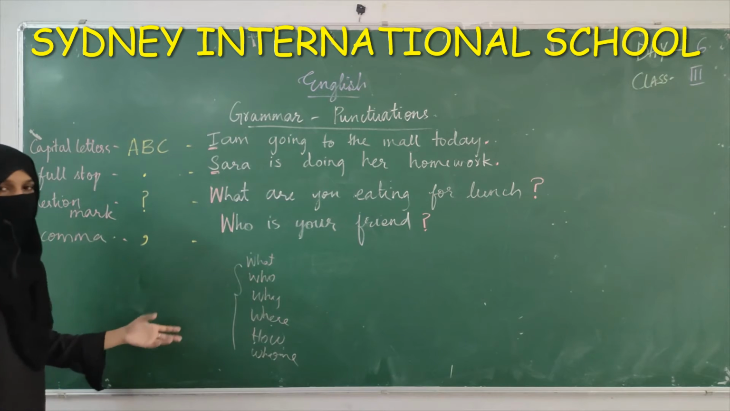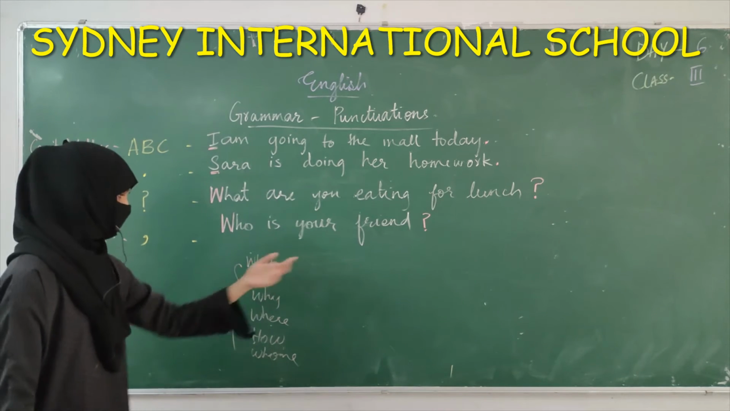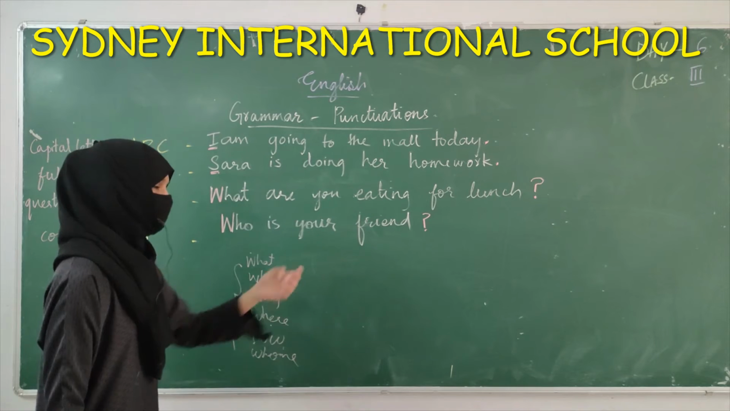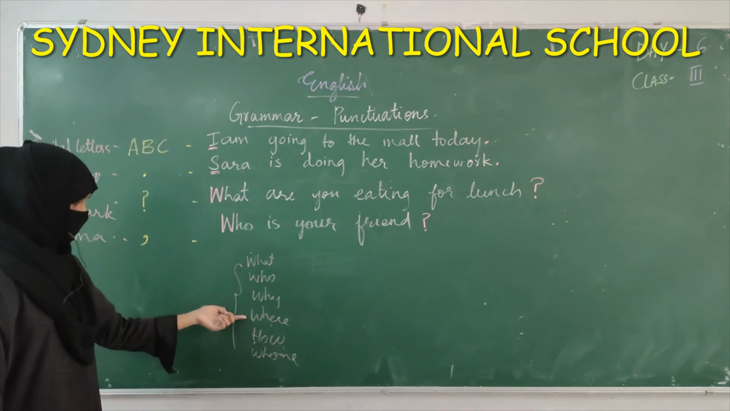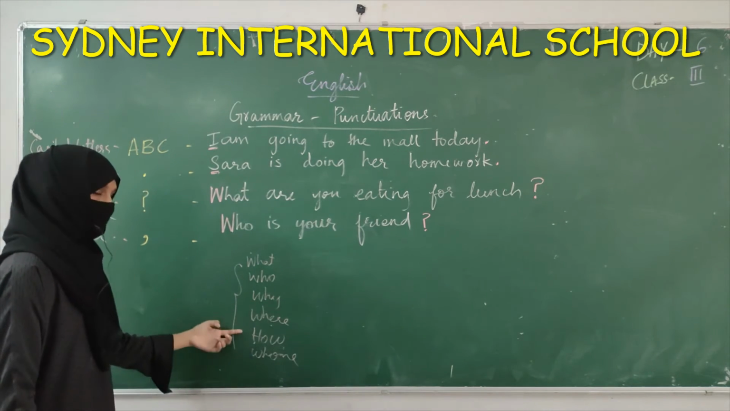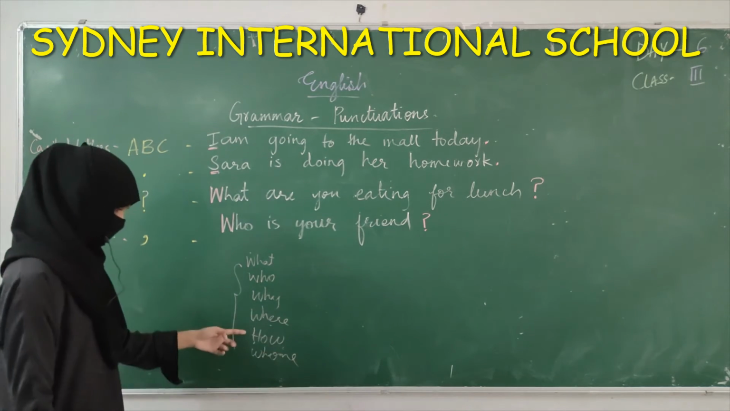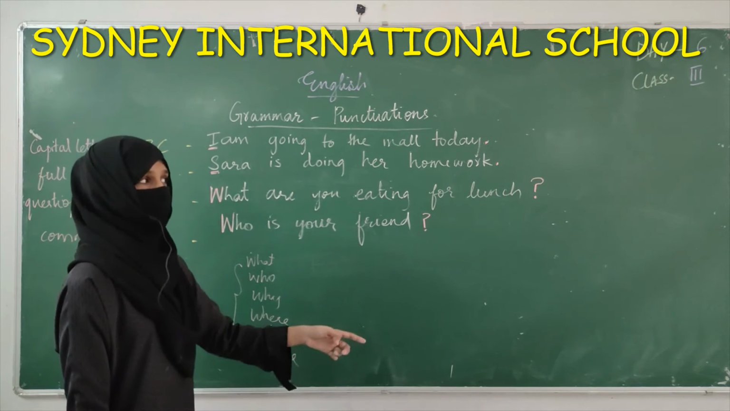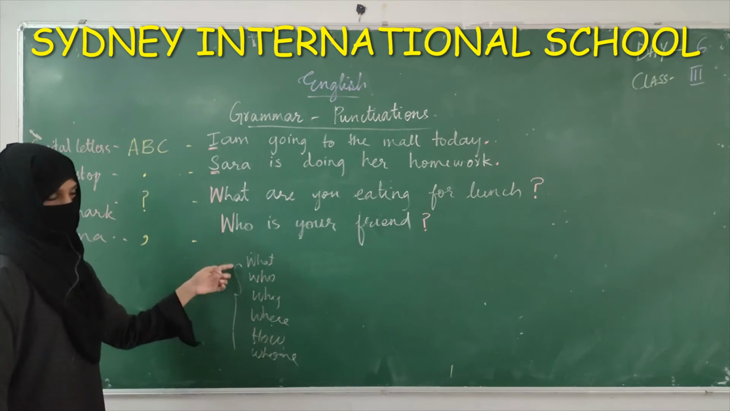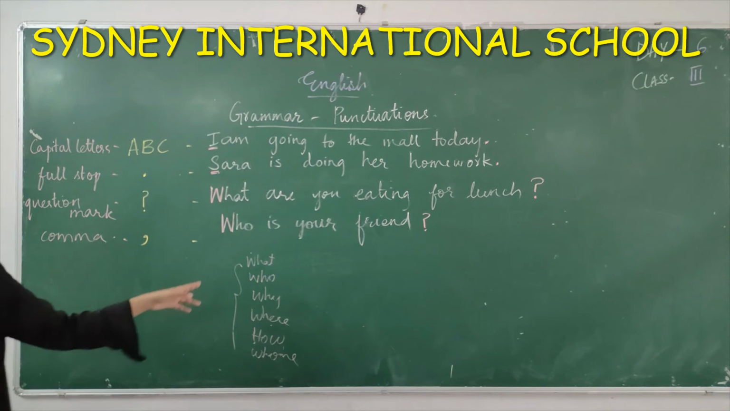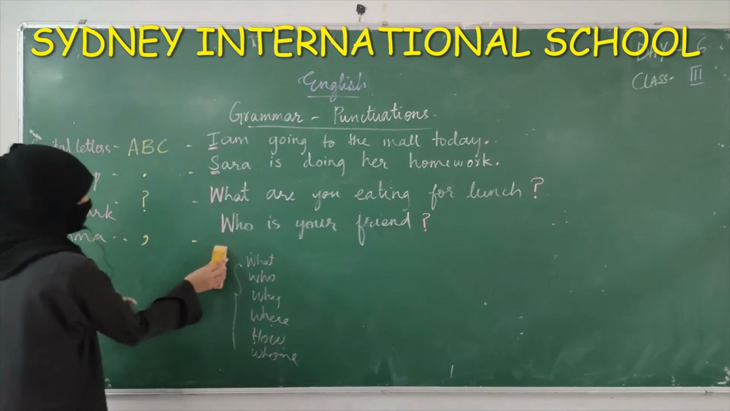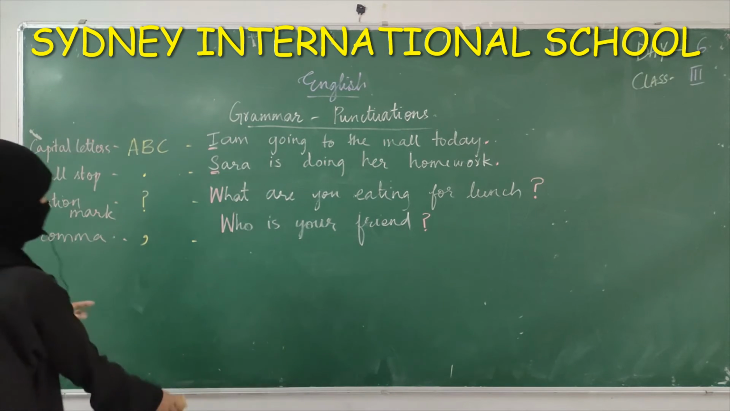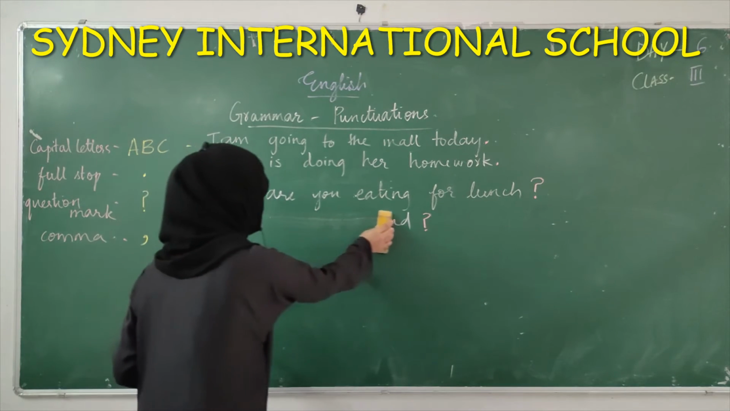These words, if any sentence is starting with these, what are you doing? Who are you going out with? Why are you not studying? Where is your mother? How are you today? How are you feeling today? Whom are you going out with? These are all questions. All the words and sentences that indicate a question, we put a question mark at the ending.